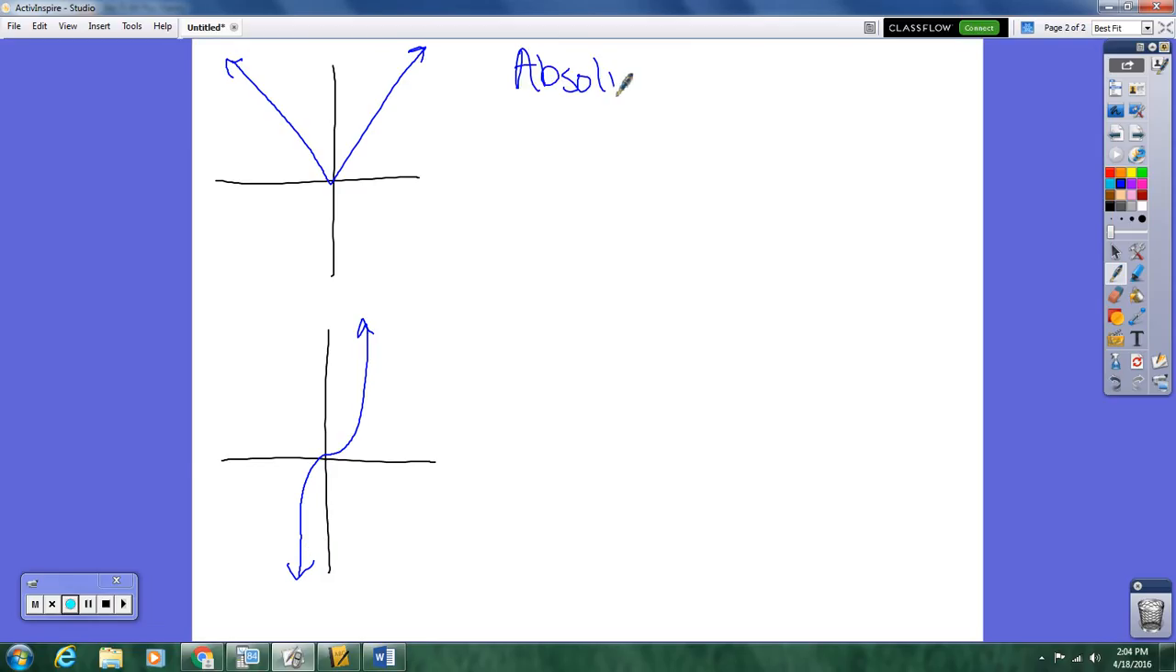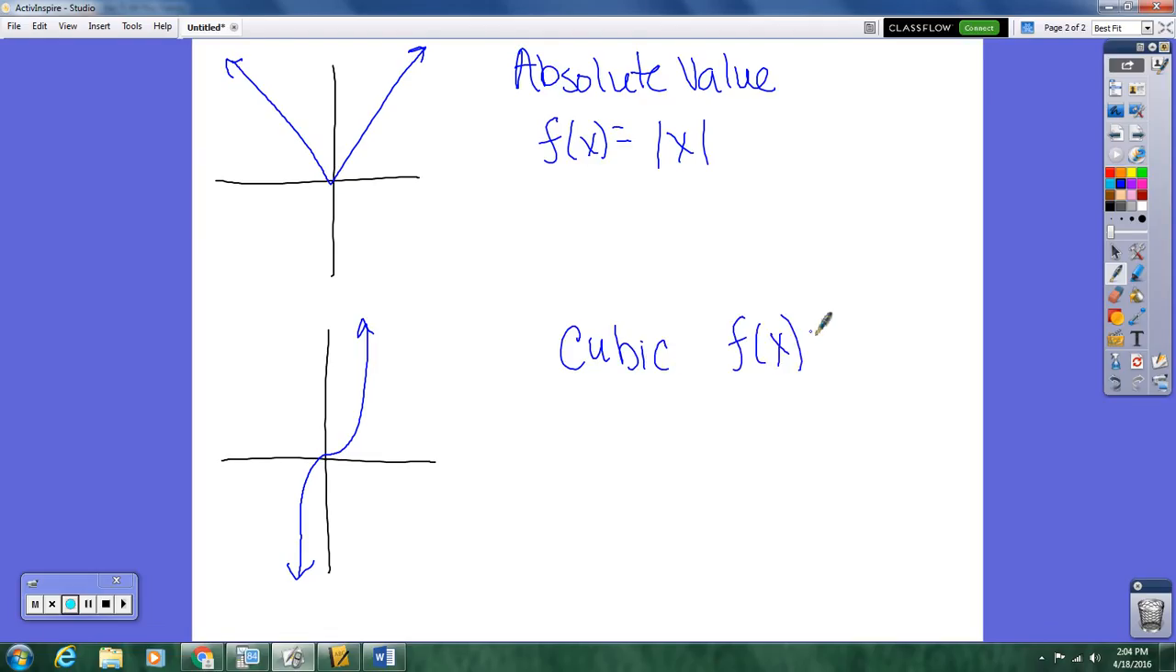The parent name for the first one was the absolute value. And what is its parent equation? F of x equals the absolute value of x. This one down here, what kind of parent name is it? It's cubic. And what is its parent function? F of x equals x cubed. Okay, so we got those two parts on each one of them.